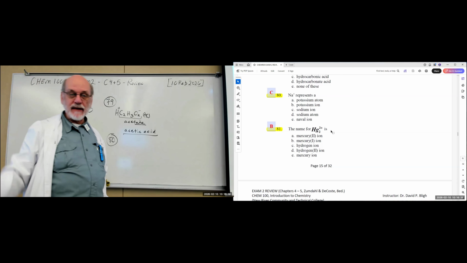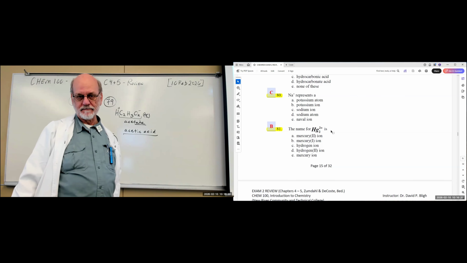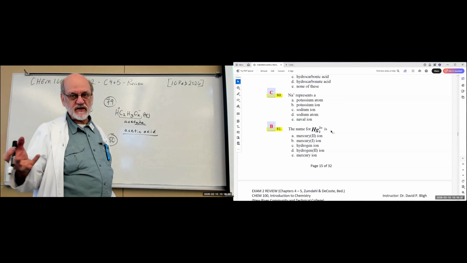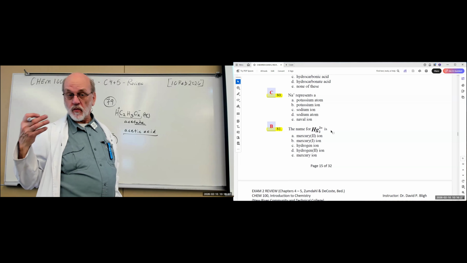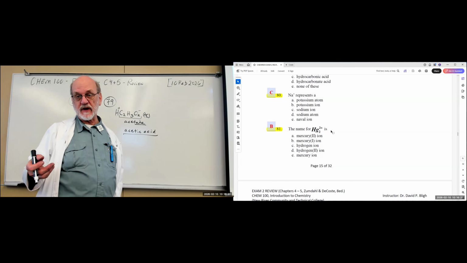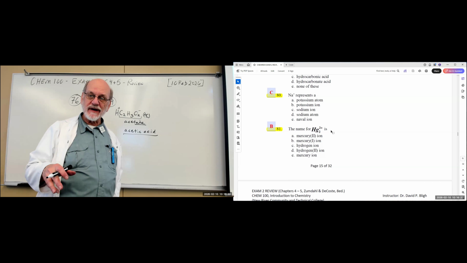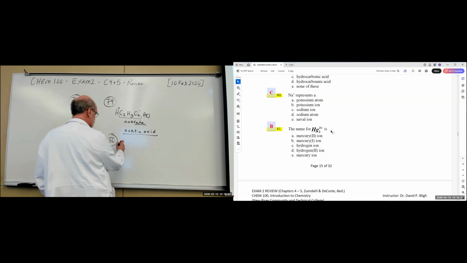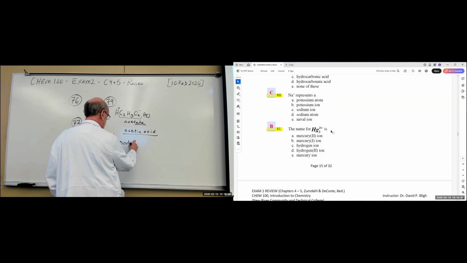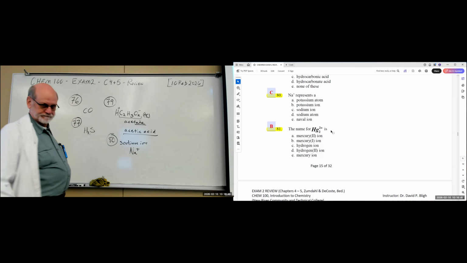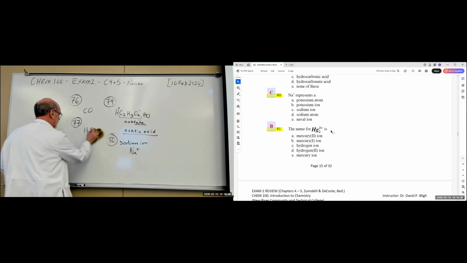All right. Na plus represents what? Well, the element is sodium, but it has a charge. So we would say sodium ion. Now, we don't have to say how much the charge is because sodium is an alkali metal. It's always a +1 charge. So we just say sodium ion, and that's this right here. Okay, 81.